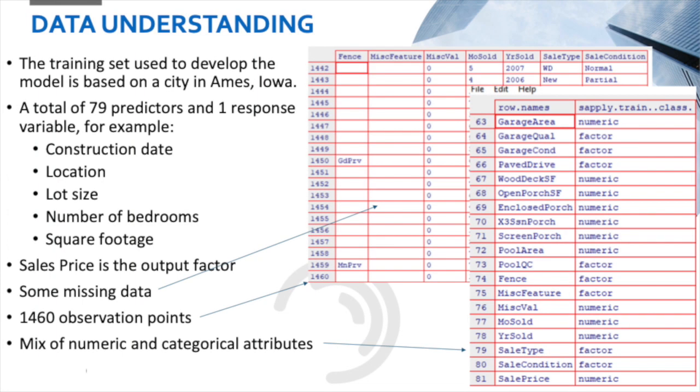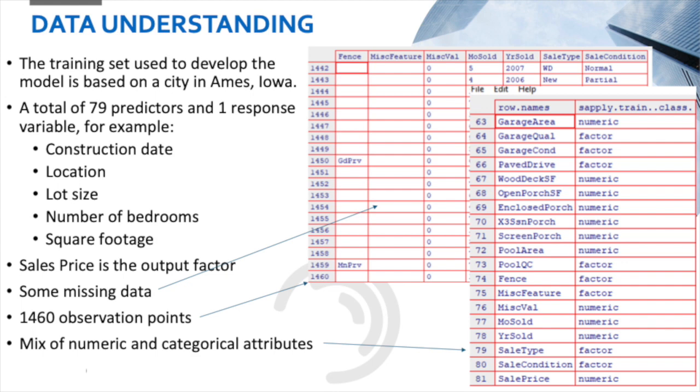Our data came from Kaggle, which the link is located in the reference slide. This is where we examine the property data in Ames, Iowa, including the quality. The training data set consisted of 1,460 observation points, a total of 79 numerical and categorical predictors or attributes, and the sales price being the response variable.